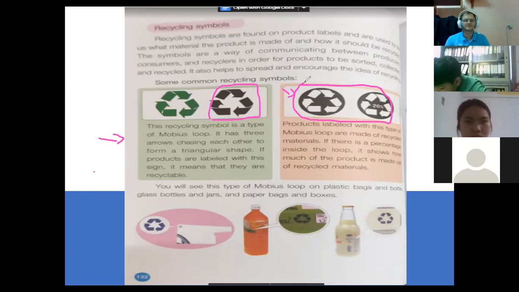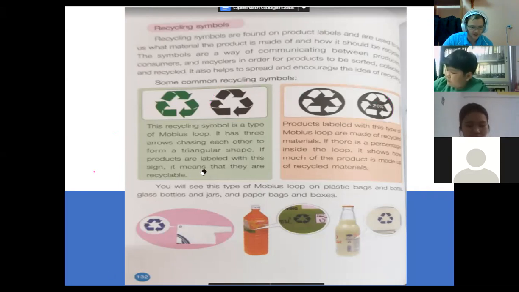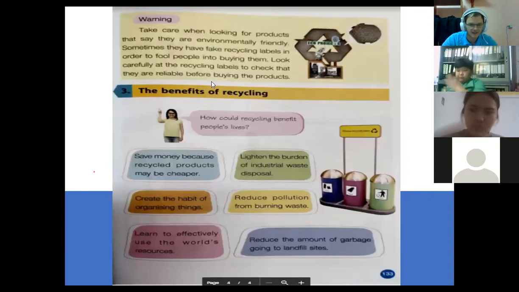For recycling and from the old materials. Something that is going to become very popular in the future. You want to start a business, start a recycling business. Okay. So at the bottom, you'll see the type of Mobius loops on plastic bags and bottles, glass bottles and jars, and paper bags and boxes. So everywhere you see this shape, it means we can recycle. It's important to look for these small signs so that we can do what is needed.